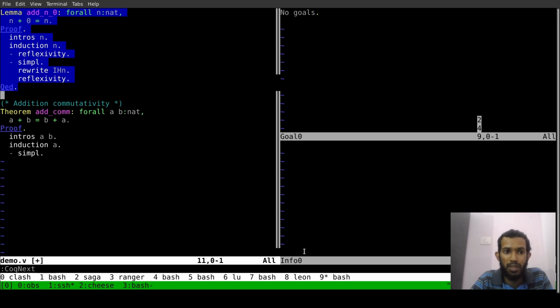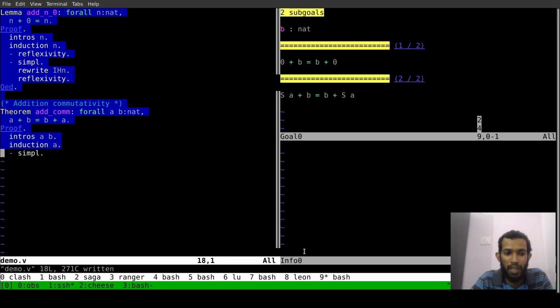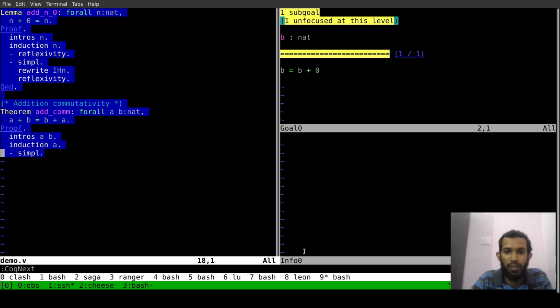Now that we got this add_n_0 proof, we can use it here. So I'm rerunning what we had done earlier. Okay, alright, now we can rewrite the RHS. In the RHS section, we can use the lemma that we just proved.